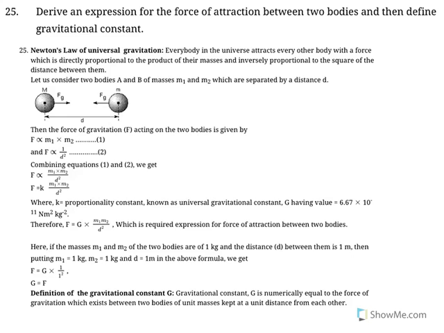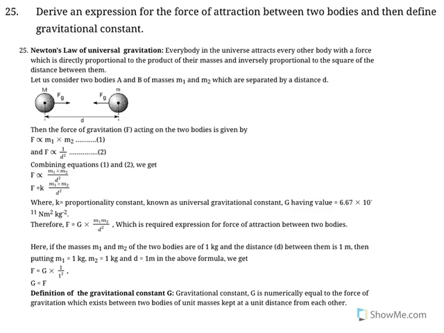Derive an expression for the force of attraction between two bodies and then define the gravitational constant. First we go to Newton's law of gravitation, which says every body in the universe attracts every other body with a force which is directly proportional to the product of the masses and inversely proportional to the square of the distance between them. So here are two objects, one with mass m1 and another with mass m2, kept at a distance d from each other.